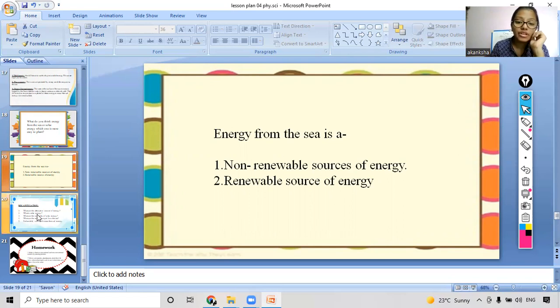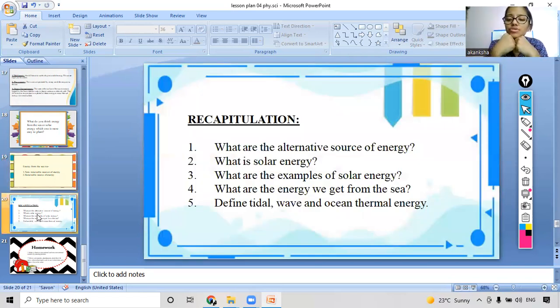So now coming to the recapitulation part, what are the alternative sources of energy? Different alternative sources of energy, like fossil fuels, solar energy, thermal energy, tidal energy, and water from hydropower plants. So what is solar energy, according to you? Yes, very good, the energy that we get from the sun. And what are examples of solar energy, where we can use it? Yes, one of the main examples that we discussed is solar cookers. And what energy do we get from the sea? Tidal energy and ocean thermal energy. So these were some of the examples, right?